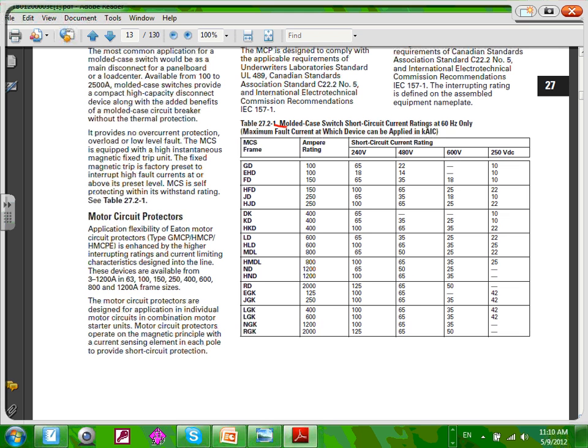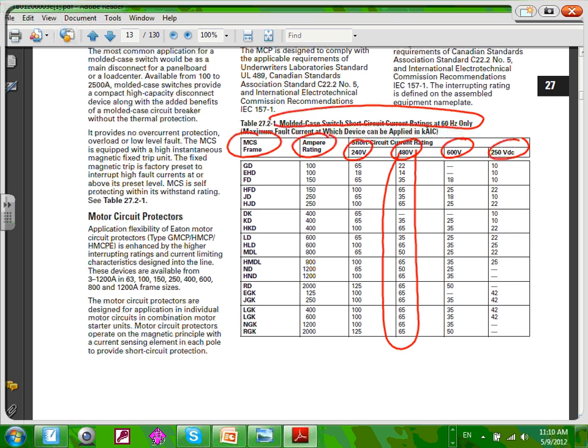These are molded case circuit breakers, short circuit rating at 60 hertz only. That's us. And here's all the types. These are the frame types. Here's the amps, and here's the short circuit at different voltages. Now we're talking our language, right? Our system is 480, so we're going to be right in here. When you do the short circuit calculation with your friend Chad, you don't see a 4,000 amp here, right? That's because they don't make them at 4,000 amp.